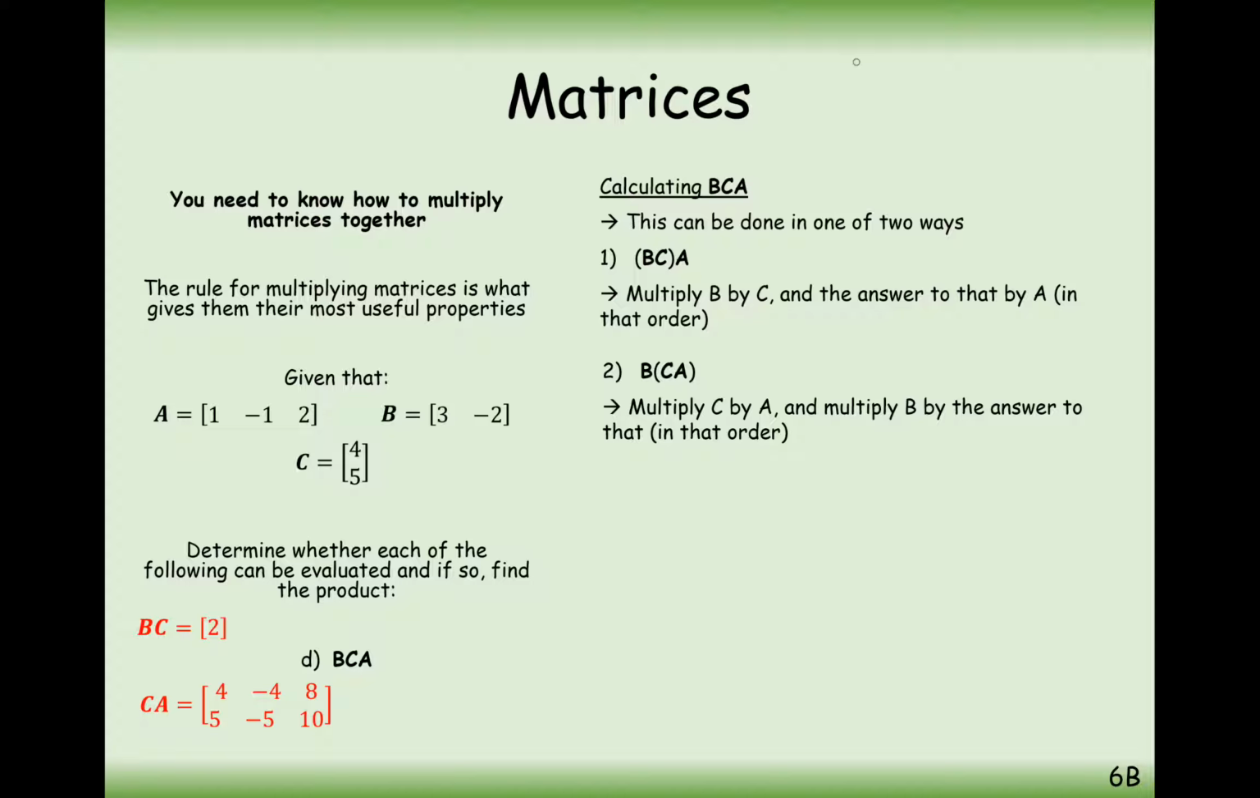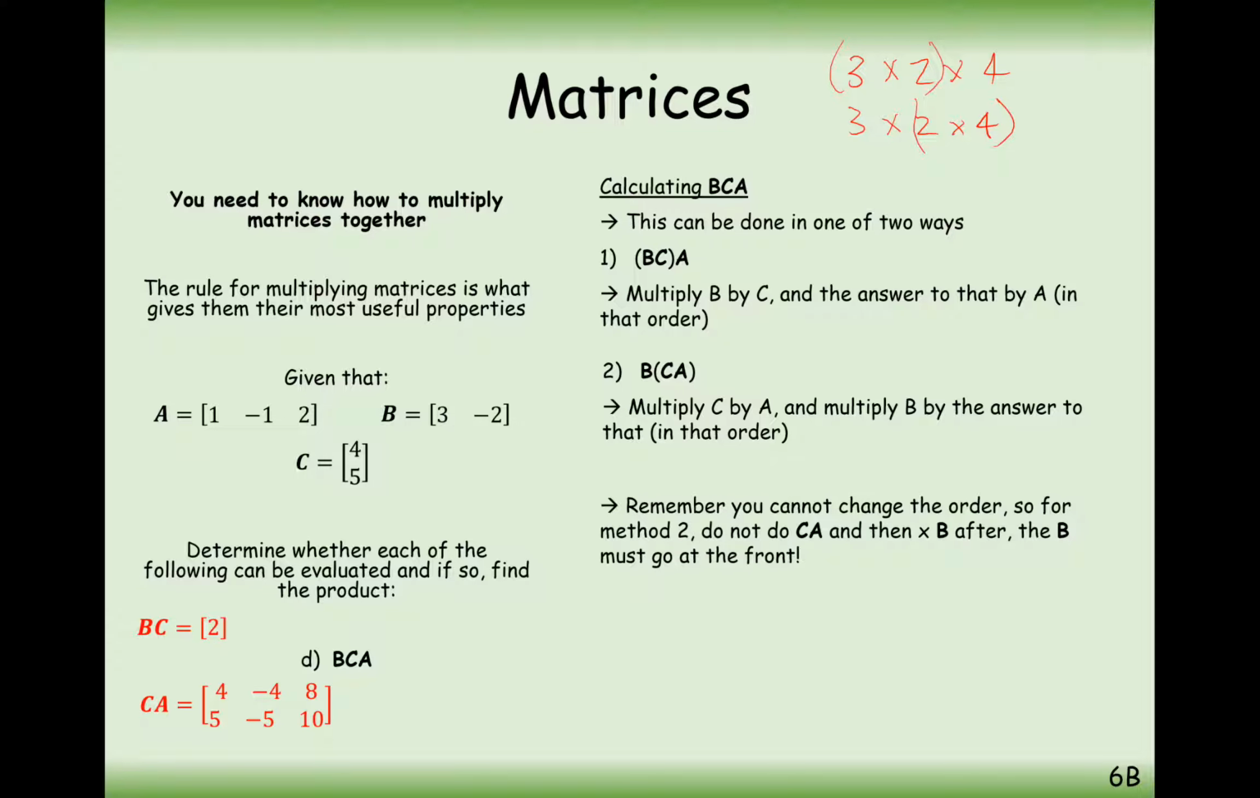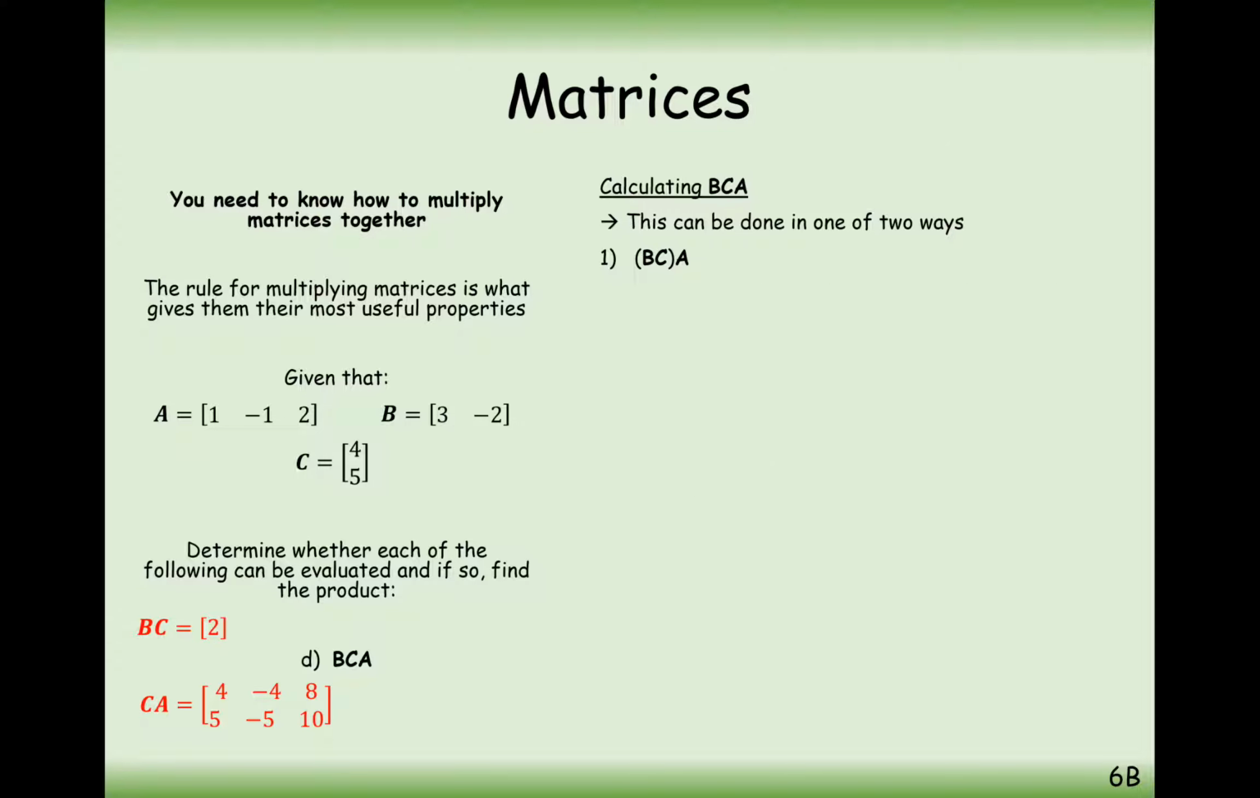Okay, it's very similar to if you were doing 3 times 2 times 4. You could think of this as (3 times 2) times 4, or you could think of this as 3 times (2 times 4). Okay, it's exactly the same thing for numbers as matrices. So let's have a go at the first way of doing this, and generally in maths there's always more than one way of doing a calculation. So let's have a go at the first way of doing it.